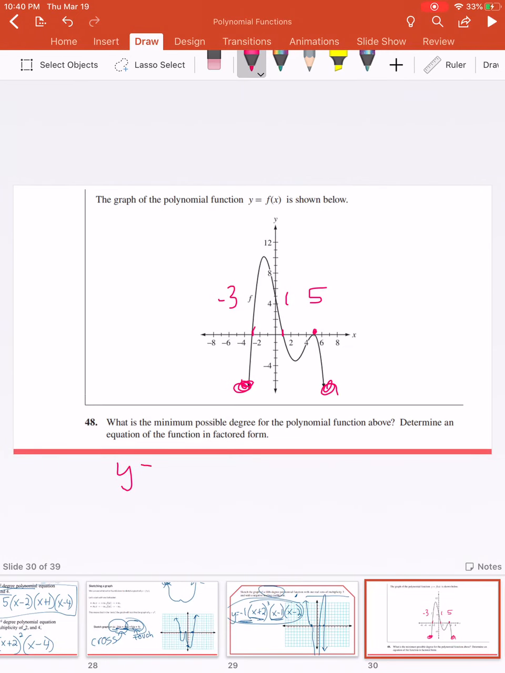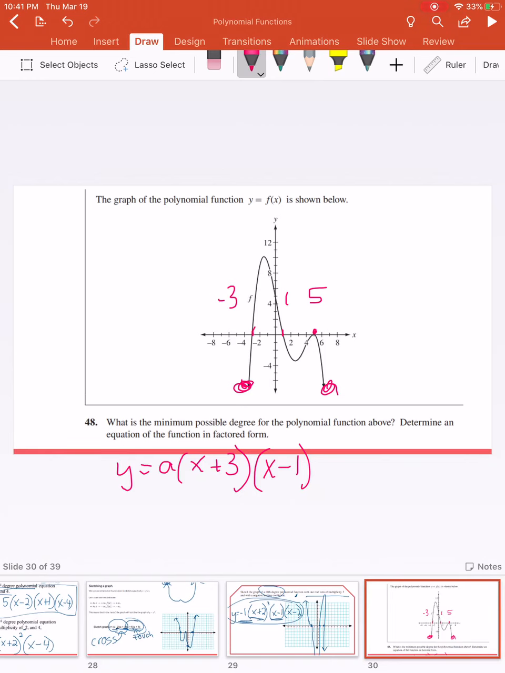So we have y equals, and remember when you're writing in factored form, don't forget your a value, because we don't know what that leading coefficient is. And then we're going to just write our 0s. So if we have a 0 at -3, it means we have a factor of x plus 3. Because it has a multiplicity of 1, the degree of this factor will just be 1. Next I have a 0 at 1, which means I have a factor of x minus 1.